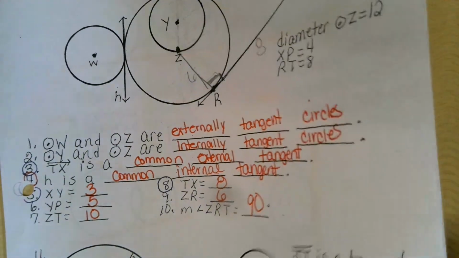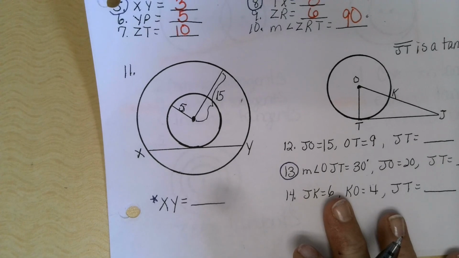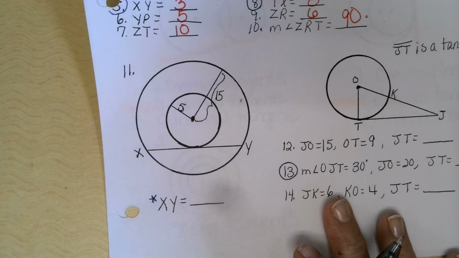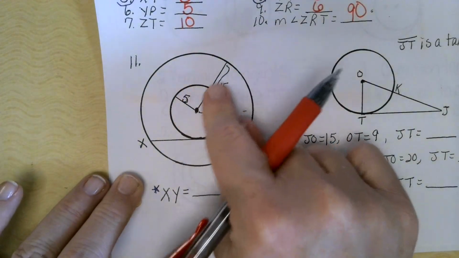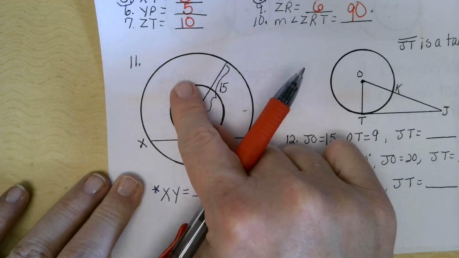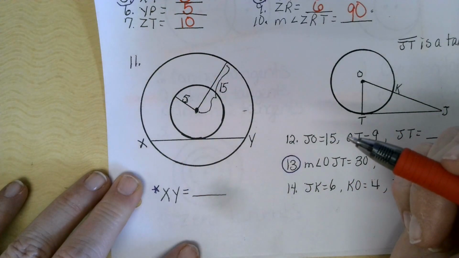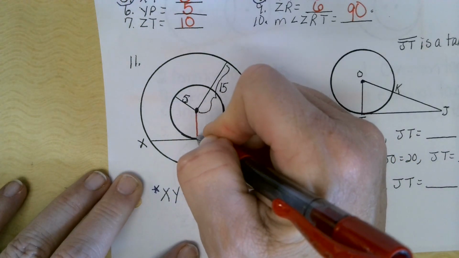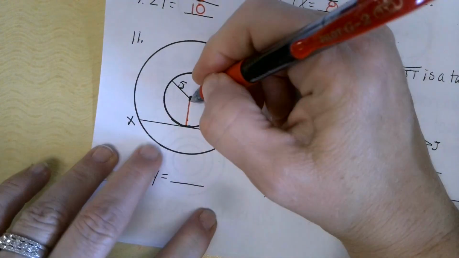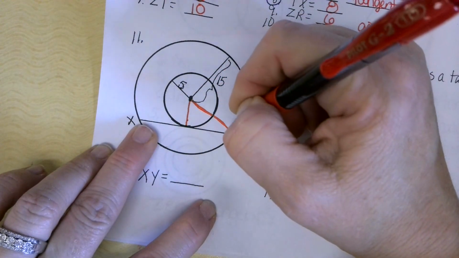All right, come down here to number 11. So look at the picture for number 11. We have concentric circles, and we have segment XY that we're trying to find. Now, they're going to do things like this where they have the pieces drawn where you don't need them. We're always trying to make a right triangle. So if I extend this piece down here, and then extend this piece here. Sorry, that wasn't very straight.